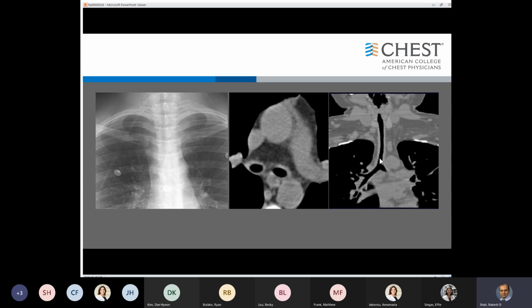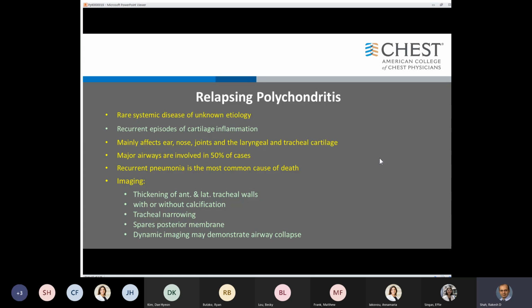Again, another rare entity we see mostly in kids. It's a rare systemic disease. It's caused by recurrent episodes of cartilage inflammation, wherever the cartilage is, whether it is in the ear, the nose, or joints.